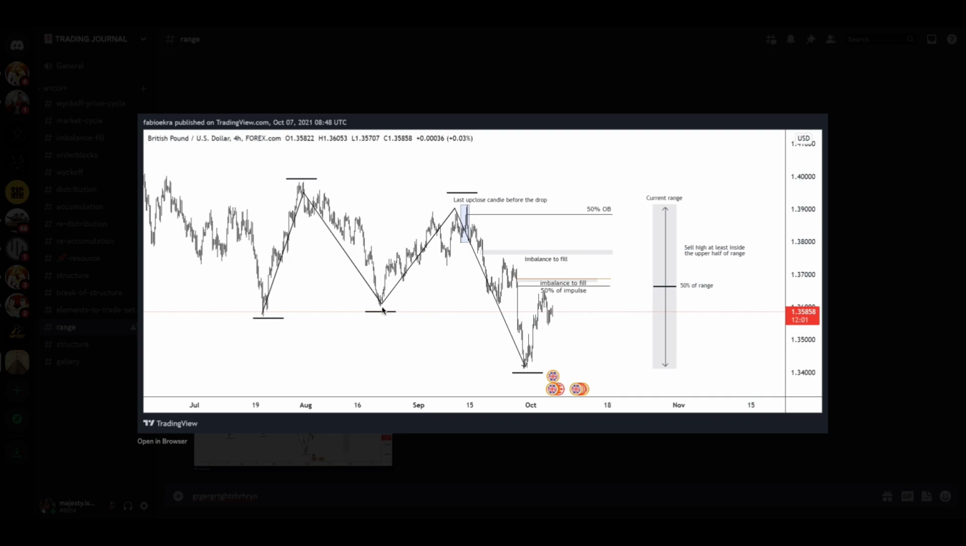We're ignoring this one because this isn't lower than the previous low, so we're ignoring this middle one right here. So in total, we have 2 lower highs and 2 lower lows. Now we have identified structure.